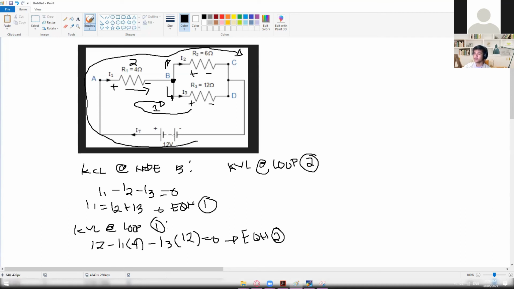So here, we're still going to use this source, and we're still going to pass through this R1, but we are now going to pass through R2 and then go back right here. That's what will happen for loop number two. So we still have positive 12 volts minus I1 times R1, which is 4. And then going right here, we have minus I2 times 6 ohms. And then going back to our original voltage source, it is equal to 0. So we now have equation number 1, equation number 2, and equation number 3.